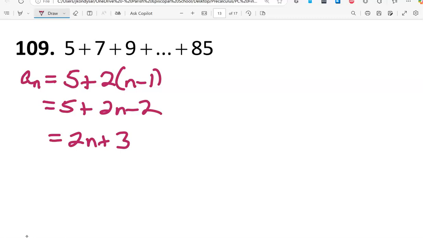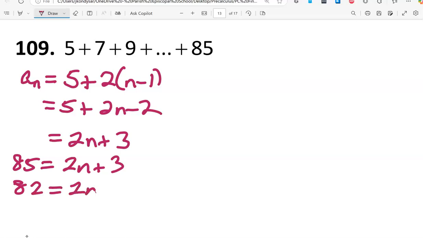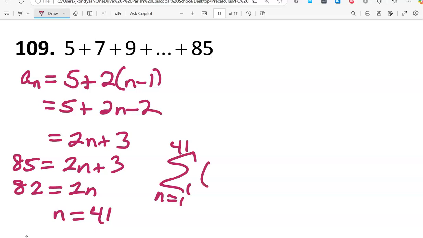If we want to figure out what number term is 85, then we can replace a sub n with 85 and solve. It'll give us 82 is equal to 2 times n, and n is 41. So this series is the sum as n goes from 1 to 41 of the general term 2n plus 3.